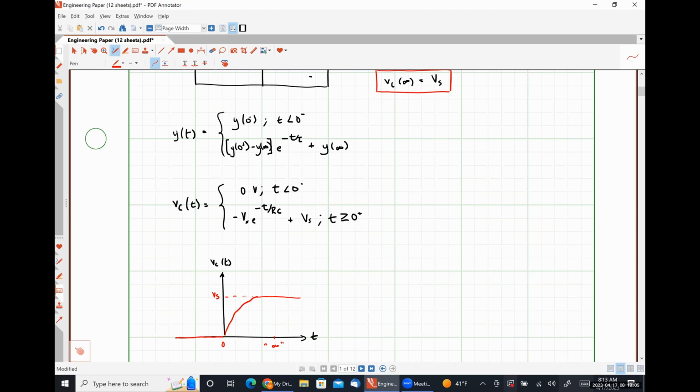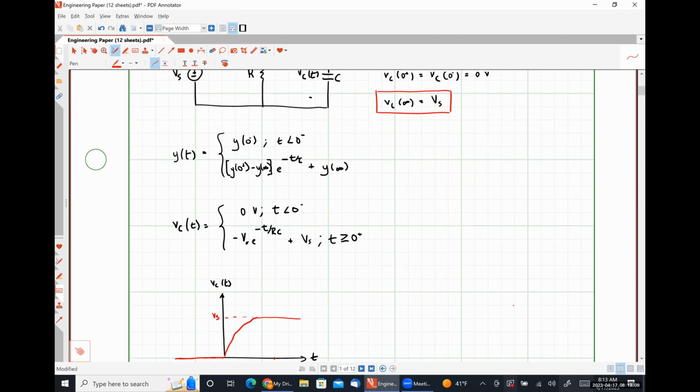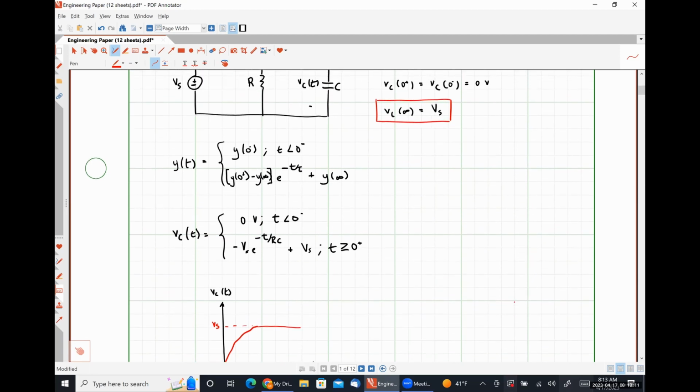Yes, sir. Which set of brackets? The square brackets. Okay, y at 0 plus minus y at infinity.